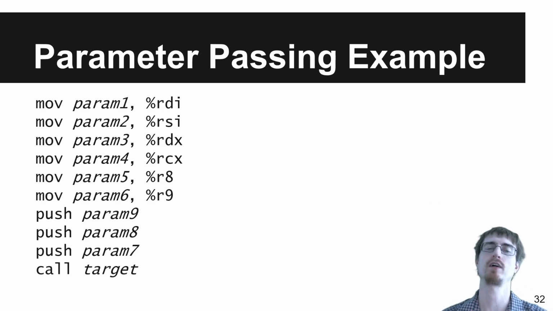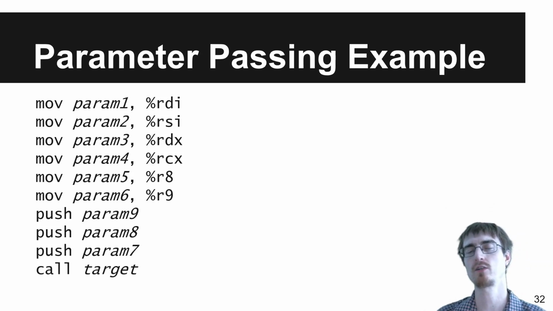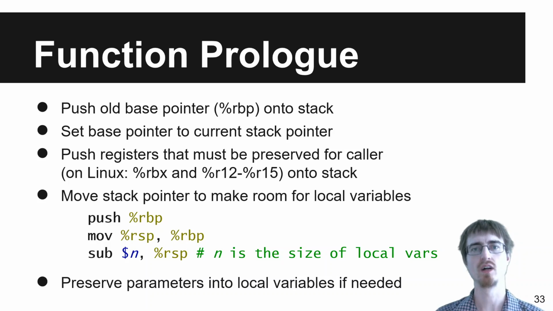And then we call the function. And because we strictly follow these conventions, the function knows exactly where to expect its parameters. So, I mentioned the function prologue. The function prologue is used to set up the stack frame for the current function.